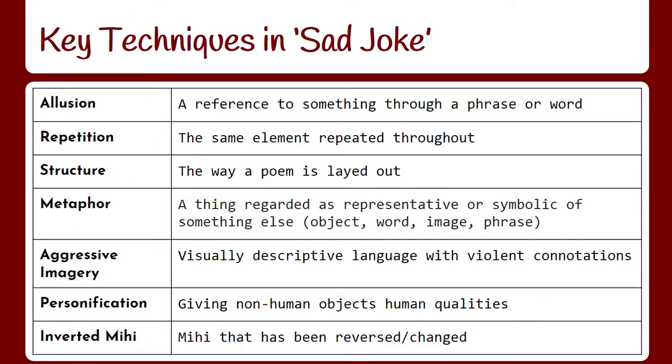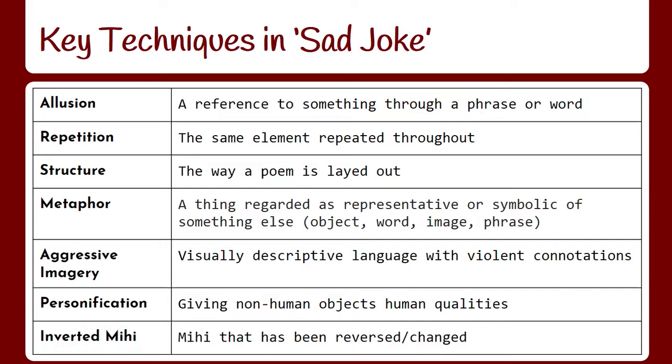So these are the key techniques, the key language features that are in Sad Joke on a Marae that we're going to use. There will be a copy of this on our OneNote page under Sad Joke on a Marae. These are the techniques that you're going to need to be familiar with when we do the analysis. So you will need this in some form in front of you for our next few lessons.